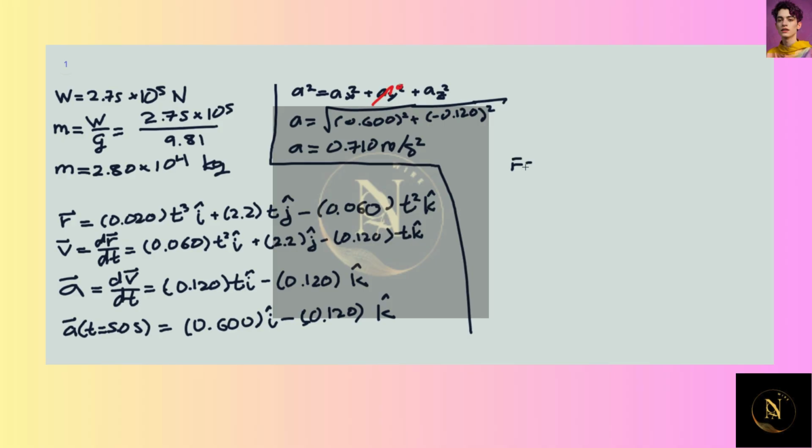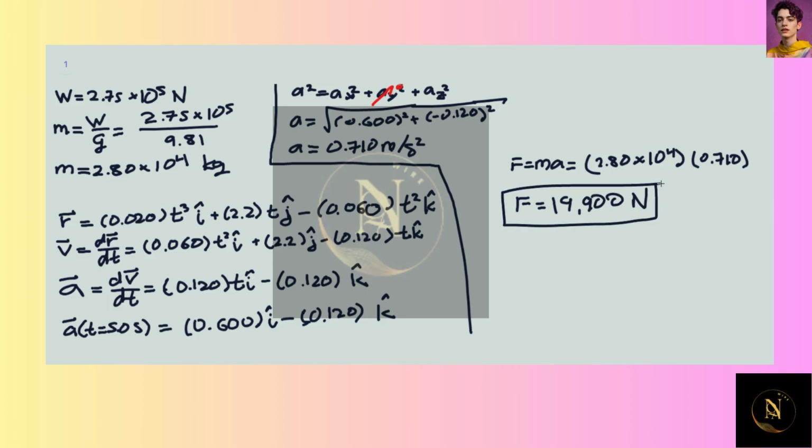So now we can use Newton's second law to find what the force at that exact moment in time was. We use the mass that we already solved for, multiplied by the acceleration that we just solved for, and then get a force of 19,900 newtons. Quite massive because it's a helicopter.